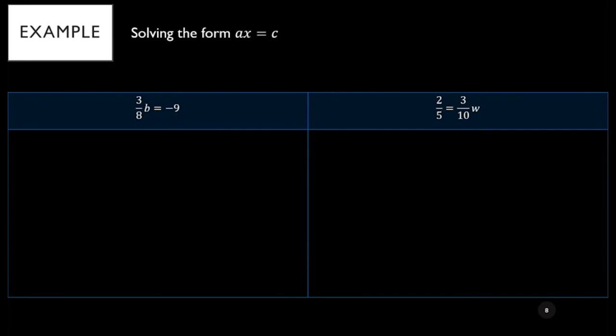So this is how I write it. I use a different color just so it's clear that I'm multiplying both sides by the reciprocal. So we're flipping the fraction. We want to get rid of 3/8, so we multiply by 8/3. Because what that means is basically the 8s cancel and the 3s cancel, and you're left with just b.